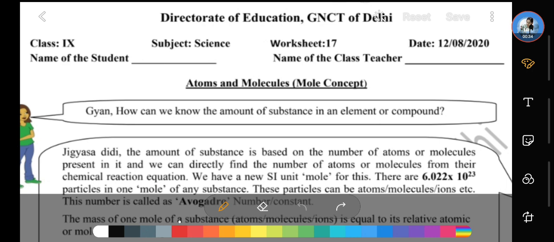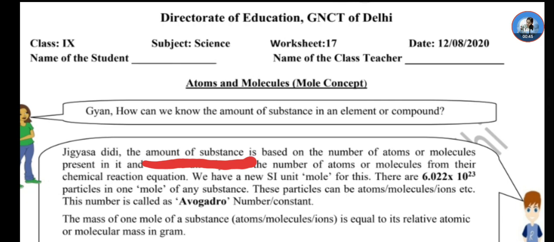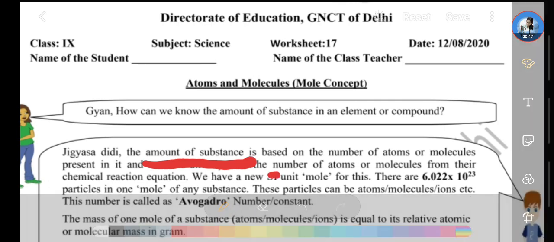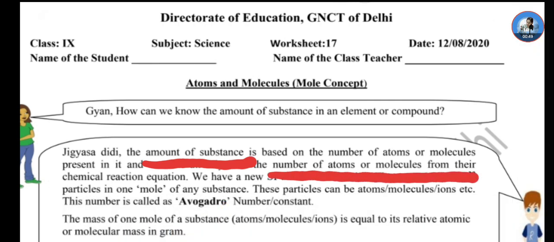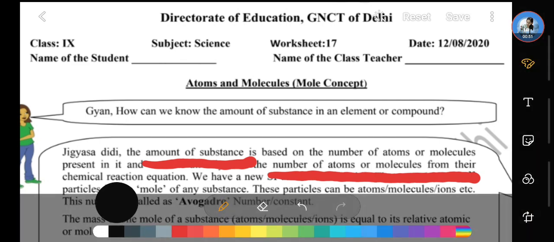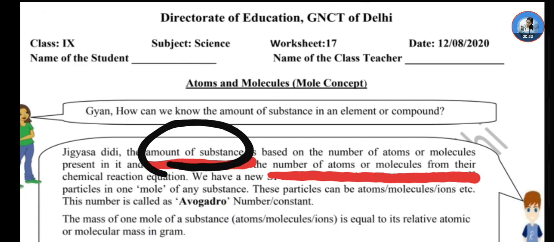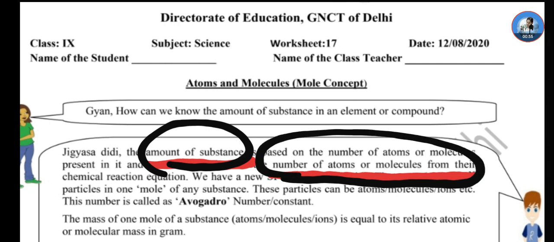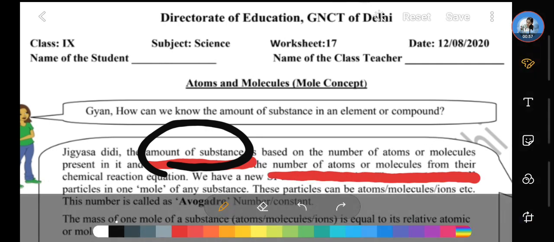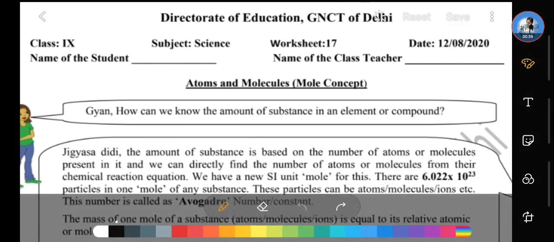Students, focus on that line. Here Jigyasa Didi explained that the amount of the substance depends upon the number of the atoms and the molecules. Okay, amount of substance depends upon the number of atoms and molecules. Got it? Next, the SI unit is mole.